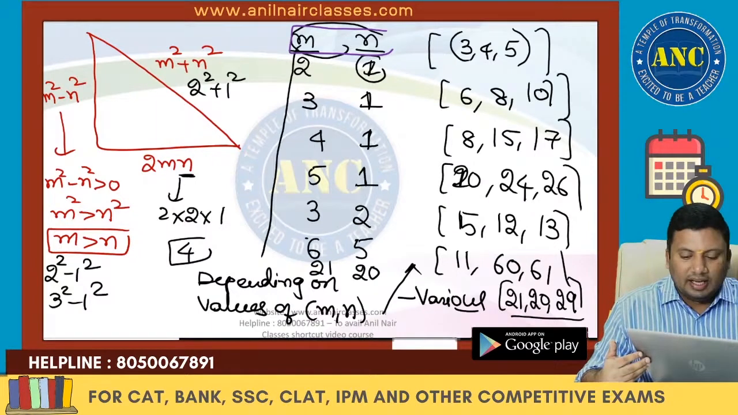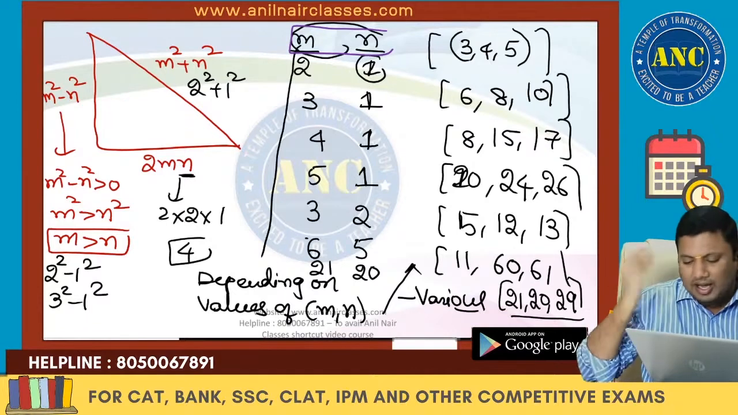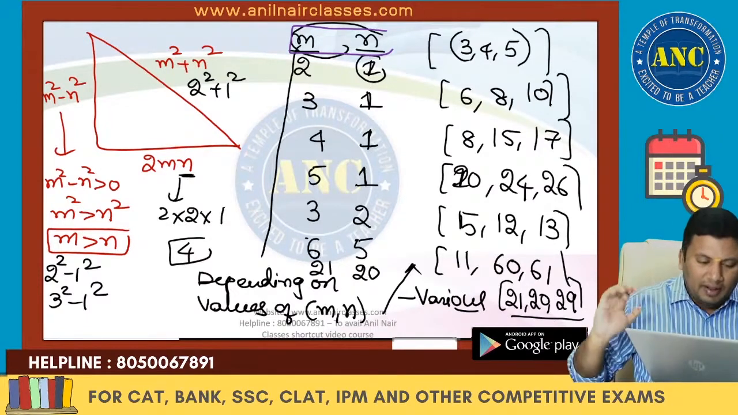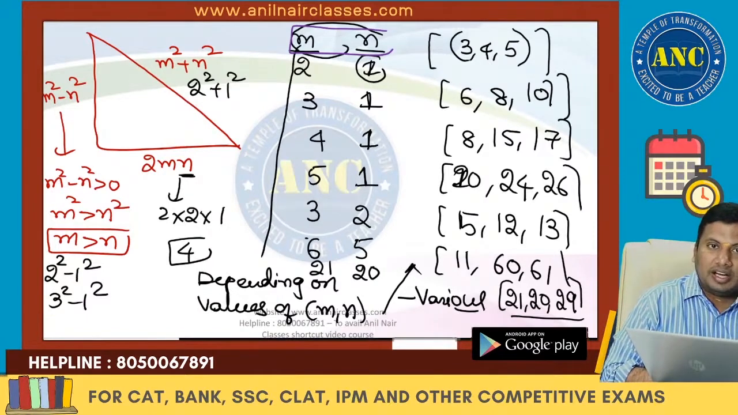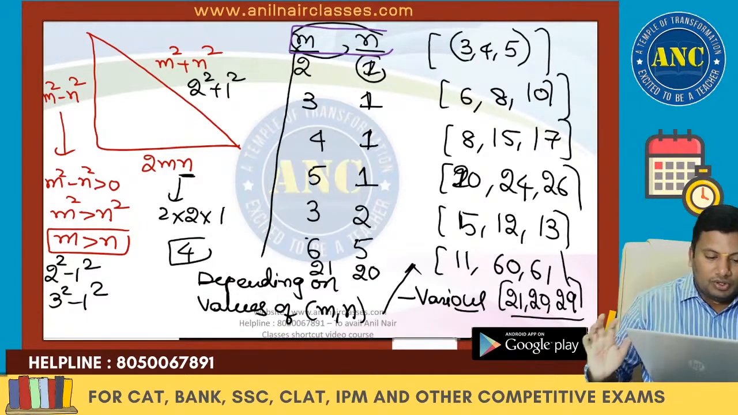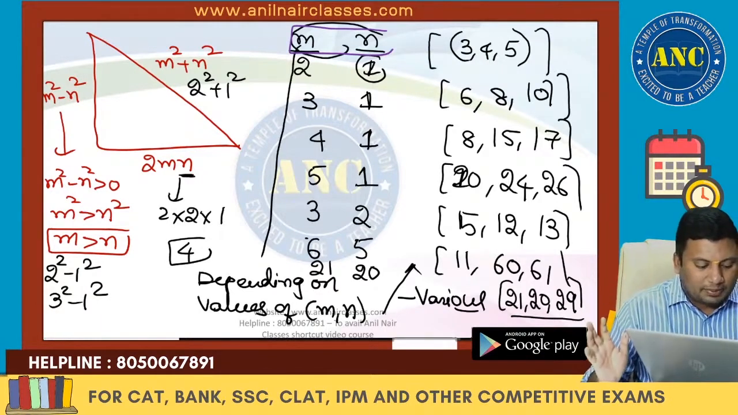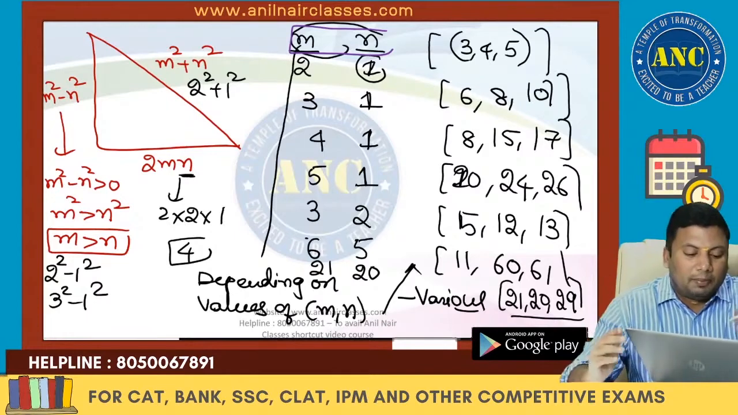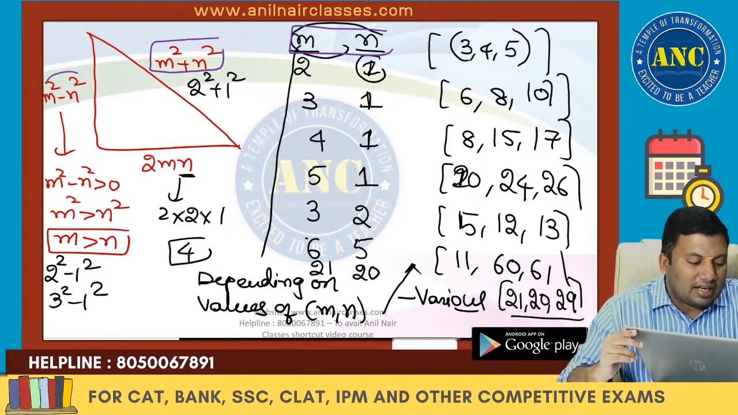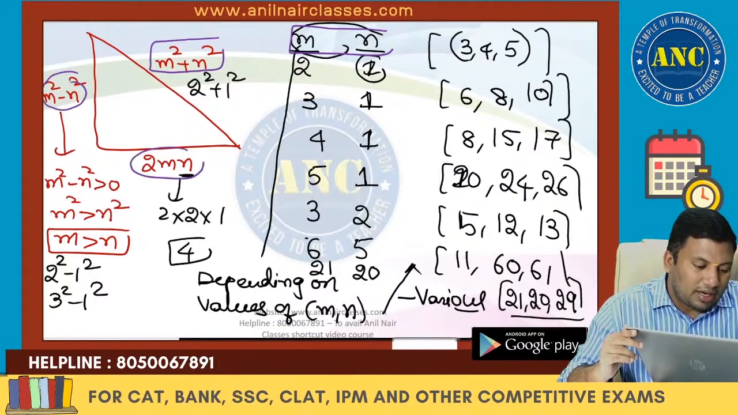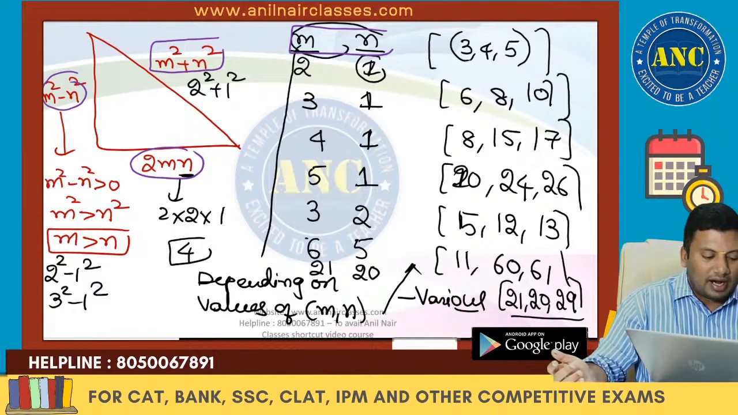M is greater than n: n value 4, m value 6; n value 4, m value 8. Like that, anything can be determined. But a condensed version, the most high frequency Pythagorean triplets, can also be found using another concept that we will discuss. I hope this concept is clear. For any Pythagorean triplet, the hypotenuse is of the form m square plus n square and the sides are of the form m square minus n square and 2mn.